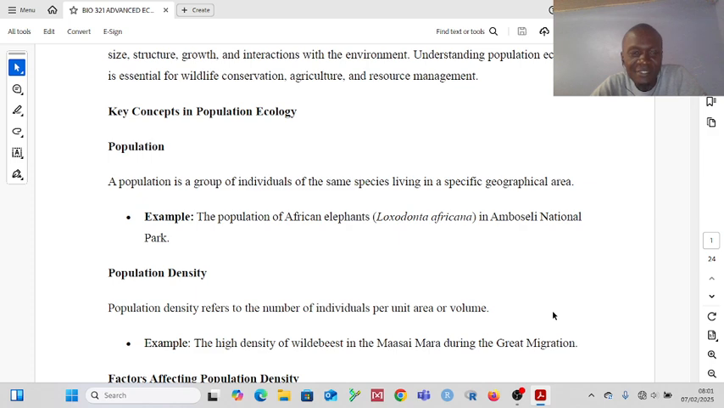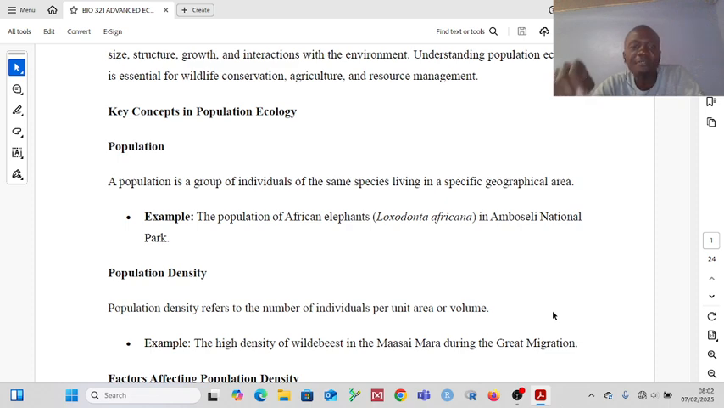a specific geographical area. So the example we have here is, for example, when you are talking of elephants that are found in the Amboseli National Park. When you go to Amboseli, you don't just find elephants alone. There will be elephants, lions, zebras, leopards. But when we talk of a population, we narrow down to a particular species. So you'll have elephants in Amboseli, and you have elephants in Mount Elgon here. But when you are talking of a population, you are referring to a specific geographical region.